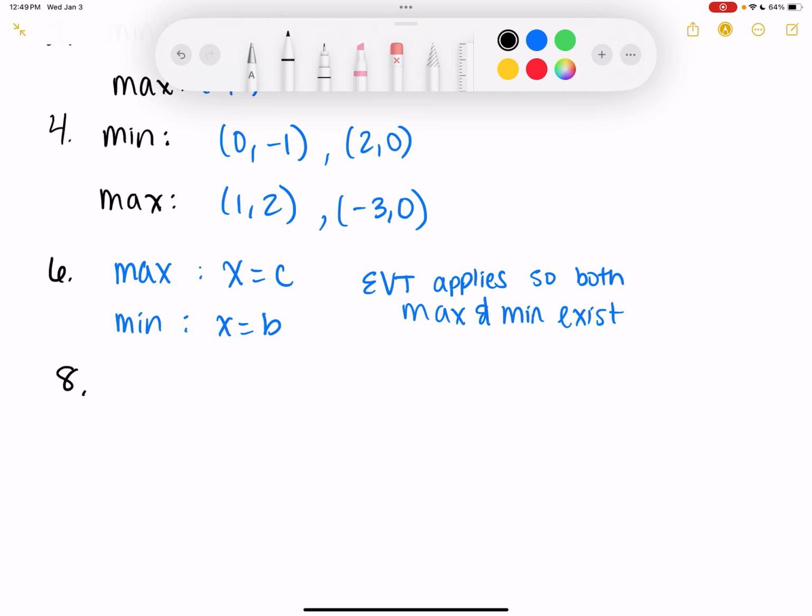All right, 8. I don't think the theorem applies. I've got an open circle, another hole in the middle and another open circle. So what does that tell us? The theorem does not apply. Why? Because it's not continuous, and we don't have endpoints, so there's no max and min.